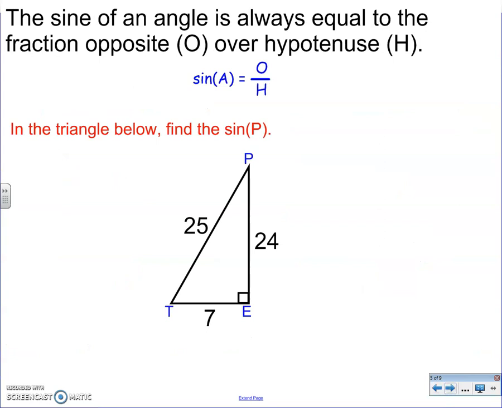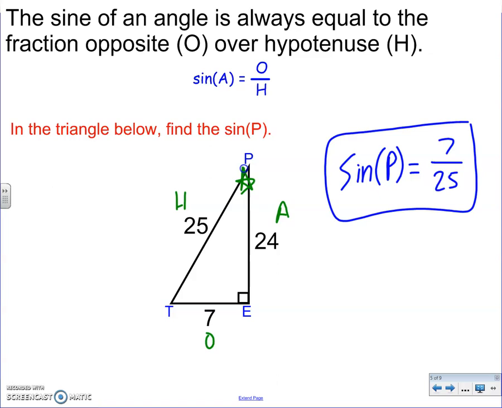All right, now we know everything, we can actually answer some questions. The sine of an angle is always equal to the fraction opposite, which is abbreviated as O, over the hypotenuse H. So sine of A is equal to O over H. So in the triangle below, find the sine of P. So they gave us the reference angle P. We'll label everything HAO. Here's the hypotenuse, here's the adjacent, here's the opposite. We just need the fraction O over H. So we can say the sine of angle P is equal to O, which is 7, over H, which is 25. And that's it.